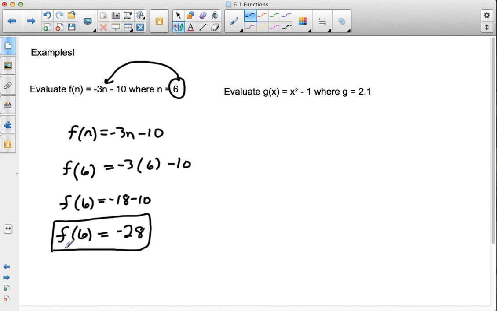You can go ahead and do the next one on your own. Evaluate g of x equals x squared minus 1, where x equals 2.1. To get that started, I would say g of 2.1 equals, in parentheses, 2.1 squared minus 1. Go ahead and solve that and you'll get your answer.